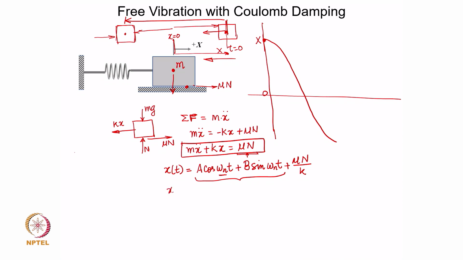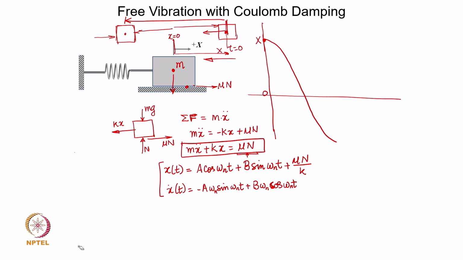Now, let us first get the expression x dot t, so that we will be able to apply initial conditions. So, this is going to be what? Minus A omega n sin omega n t plus B omega n cos omega n t, isn't it? This is a constant term. So, the derivative is 0. So, that basically these are the two displacement and velocity expressions we have. Okay.